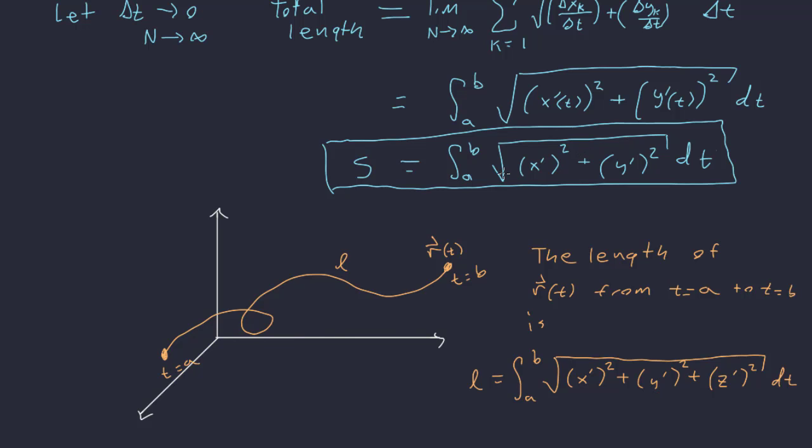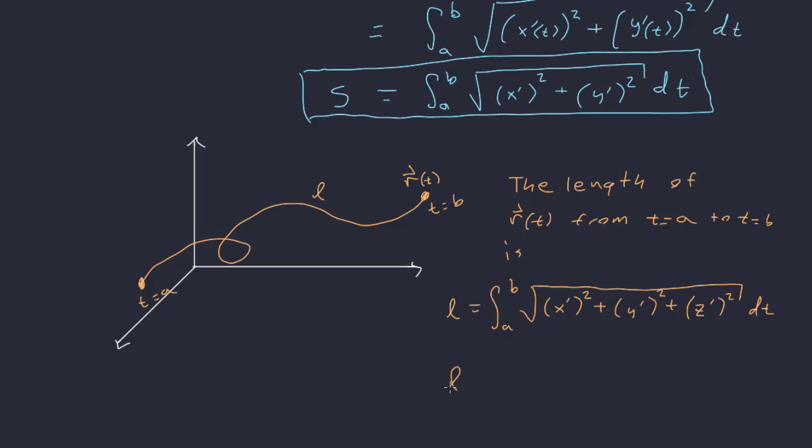Well, if we look at these two formulas here, it turns out that the length is just the definite integral from a to b of the magnitude of the velocity, or r prime. It's just the magnitude of r prime. I find that a very interesting result, that all we do is integrate the magnitude of r prime, or the velocity, and that will give us the length.